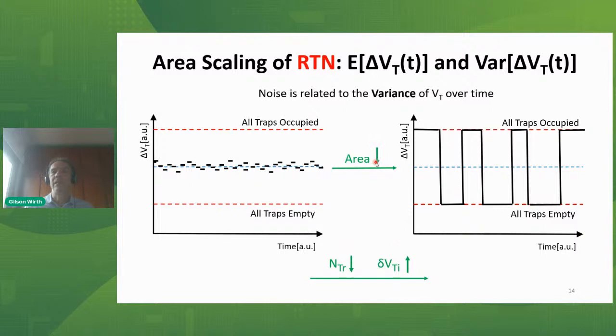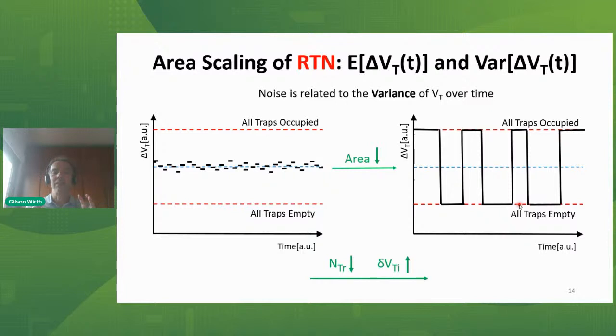But if you go with scaling down, now you may have, let's say, only one trap. And then you can easily realize the extreme case, the situation where you get a very large fluctuation in threshold voltage or drain current. Because I have only one trap. If this trap is occupied, I get the situation where all traps are occupied. If this trap is empty, I get the situation where all traps are empty. So this will translate to a much higher noise over time.